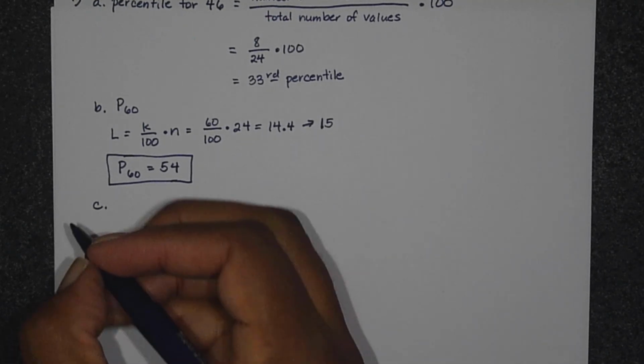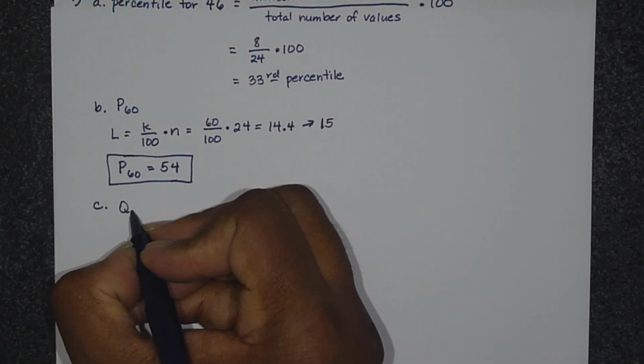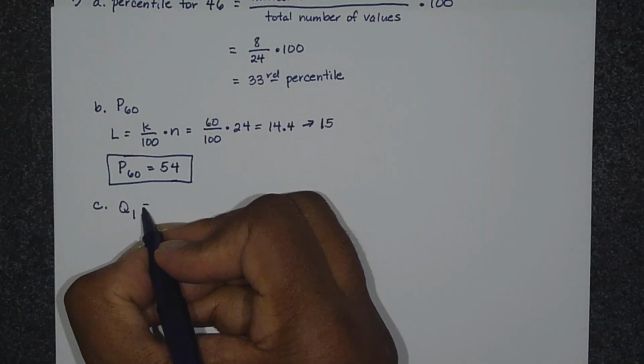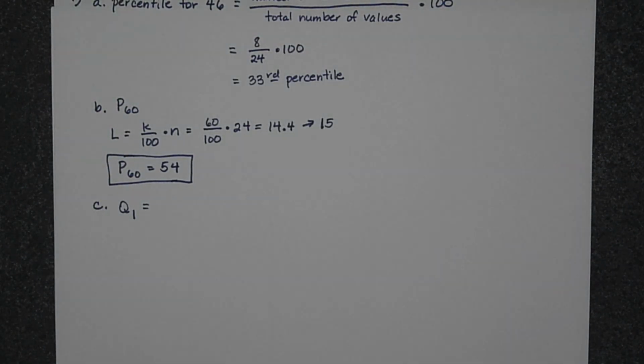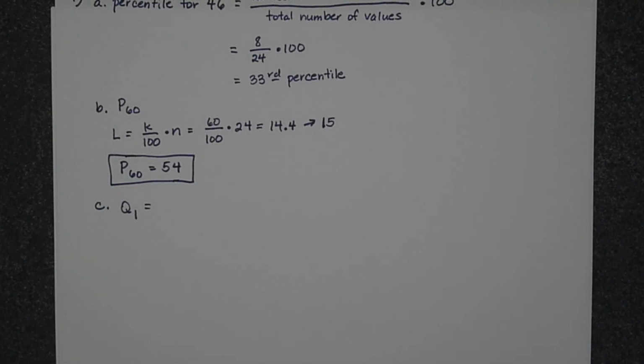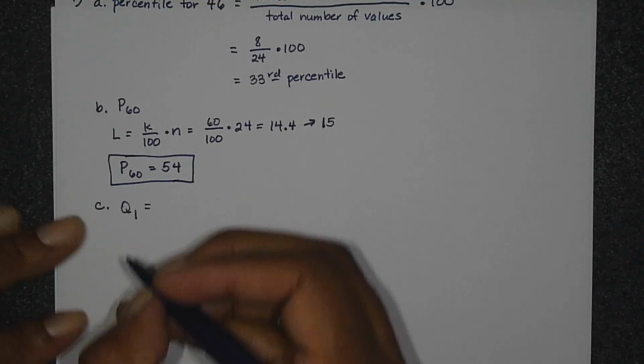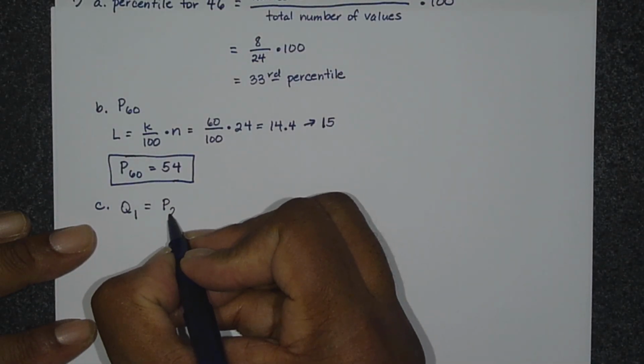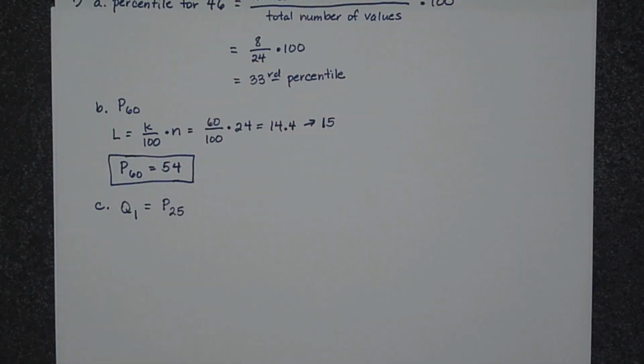Now part C is the first quartile, which in this case is Q1. Now another way of writing the first quartile, or Q1, is this. Because if you recall, the first quartile represents the 25th percentile. Q2 represents the median, Q3 is the 75th percentile.